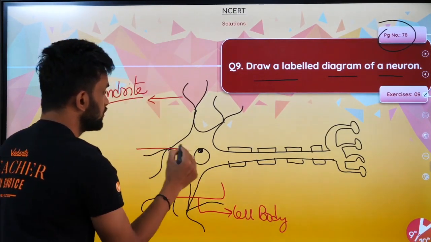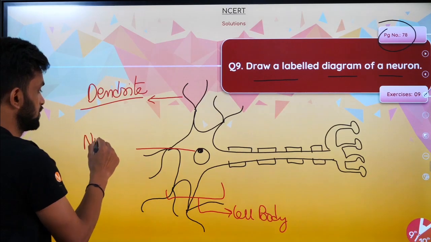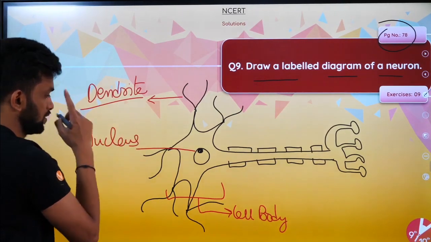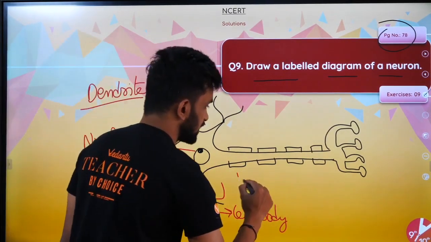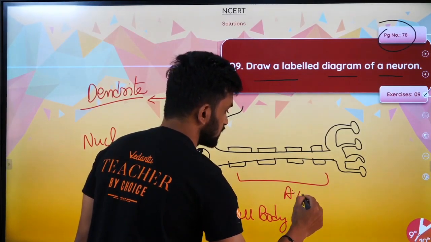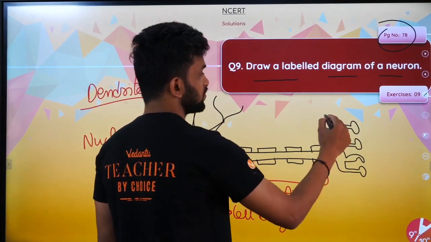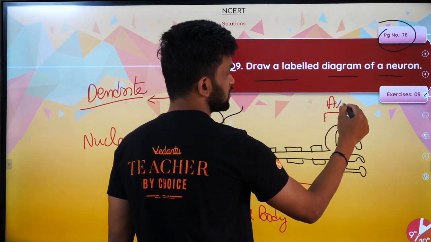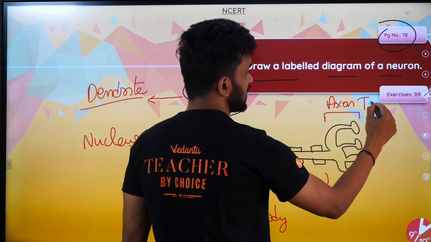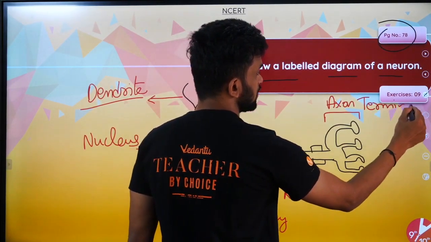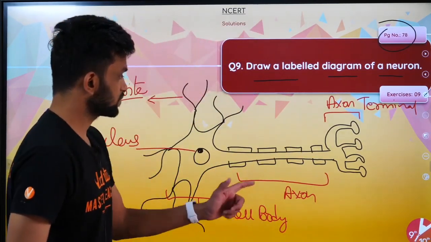In the cell body we have the nucleus. Then we have this part, this entire region is called the axon. Axon terminal or axon ending. Right guys, so this is there.